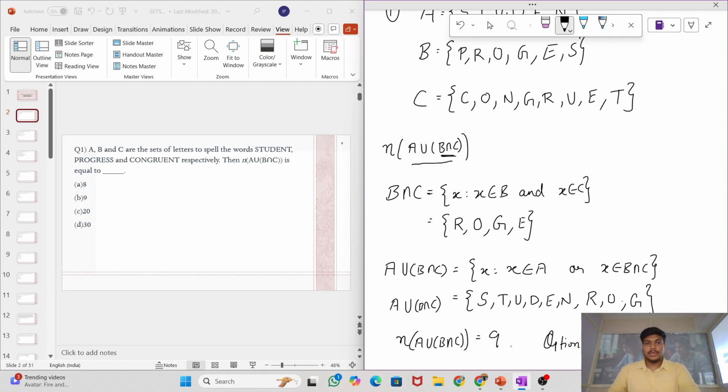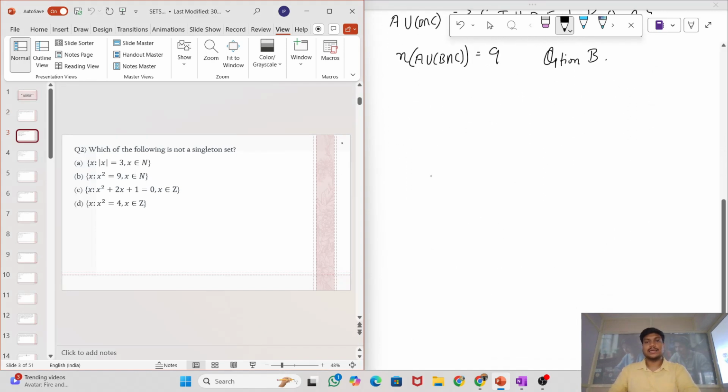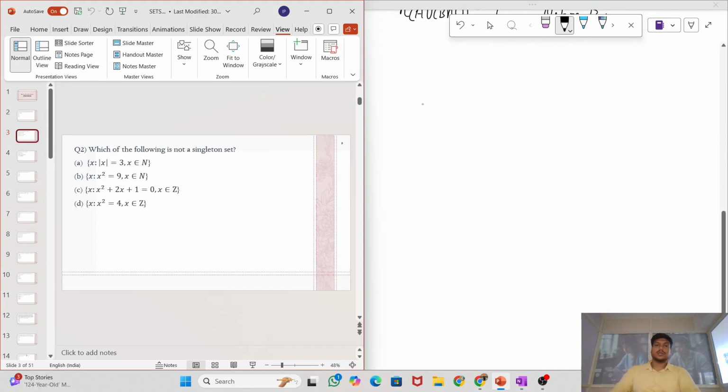Let's talk about the next question. Here the second question is, which of the following is not a singleton set? What do we mean by singleton set? A set which only has one element in it, that is a unique element. So here we are supposed to investigate for all the given options, which option does not have only one element.